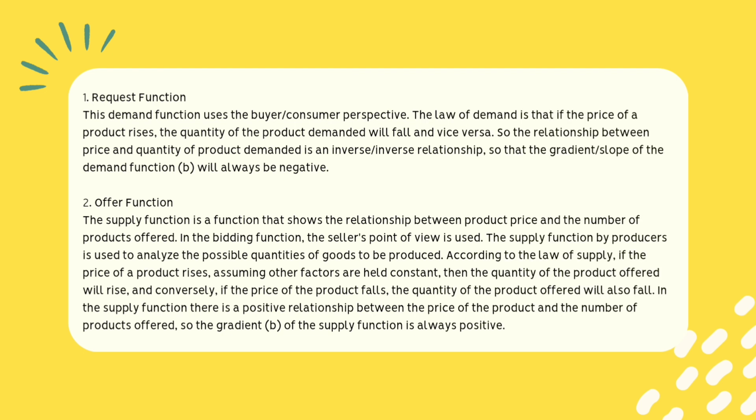Number 1, demand function. This demand function uses the buyer or consumer perspective. The law of demand is that if the price of a product rises, the quantity of the product demanded will fall and vice versa. So the relationship between price and quantity demanded is an inverse relationship, so that the slope b of the demand function will always be negative.